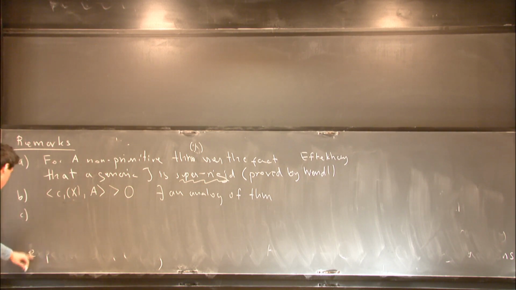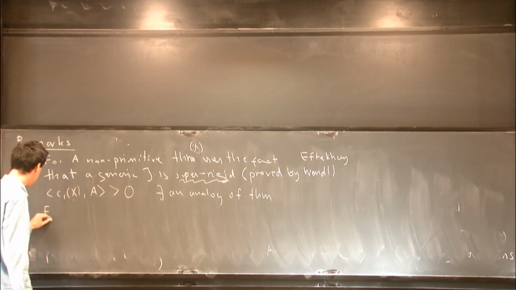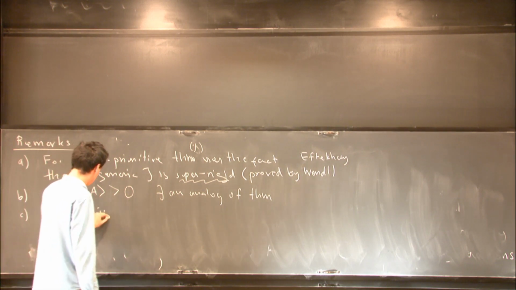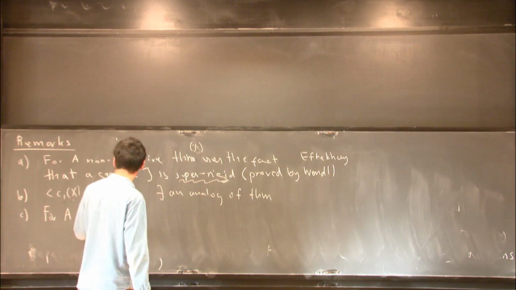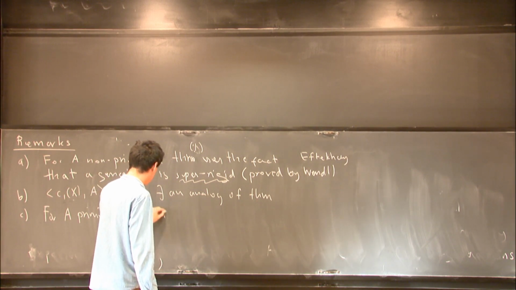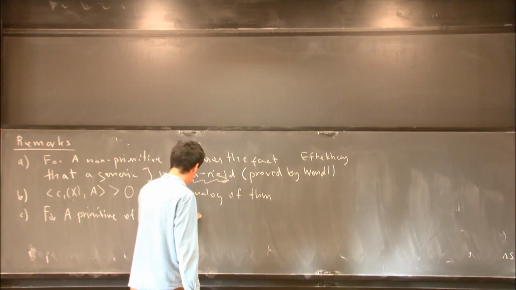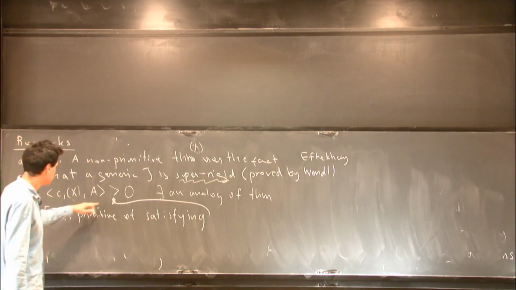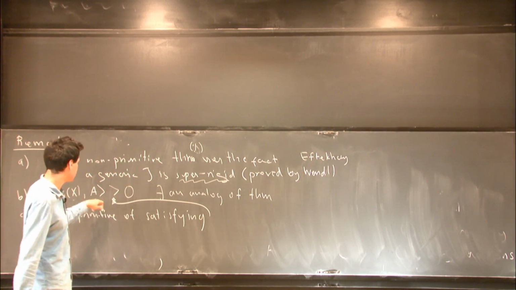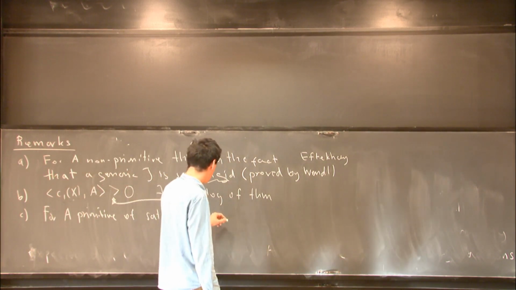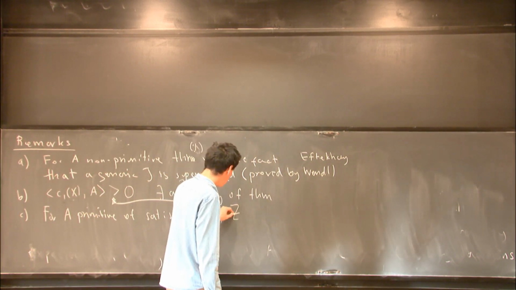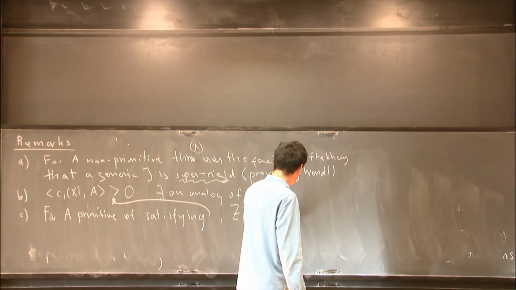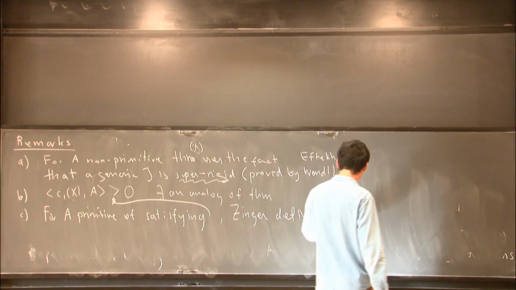And I should mention that for A primitive, or satisfying the positive inequality, these are called the Fano classes. So for A primitive or satisfying this inequality, there's earlier work of Zinger, who defined these invariants N_{A,g}.